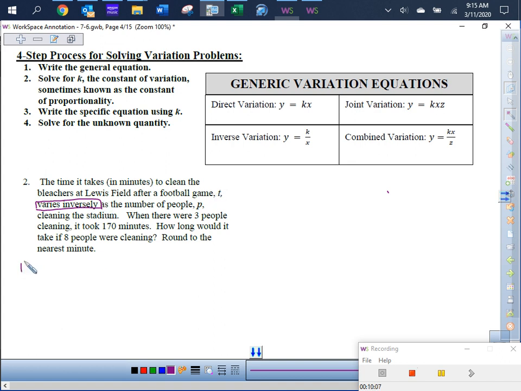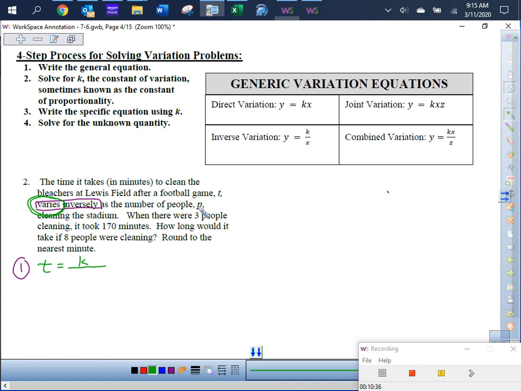So let's do step one. Let's write the generic equation. Here's the word varies. There's our equal sign. So what comes before that? It's not a y this time. They're changing the letters on us. It's a t. Are you okay with that? T is going to equal... Here's the secret. We always need a k value. K should be located where? Upstairs or downstairs? K is always upstairs, so here's my k value. But since they said inversely, I need to introduce the fraction bar because that stuff has got to go downstairs, the number of people cleaning the stadium.